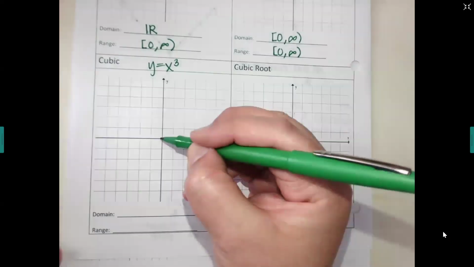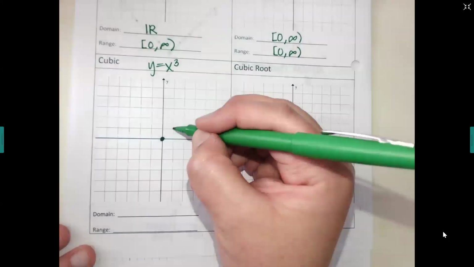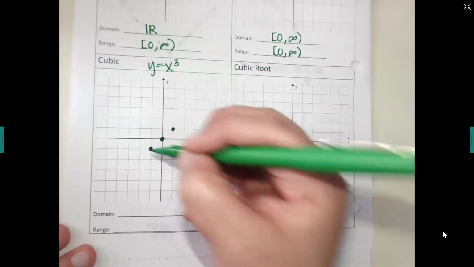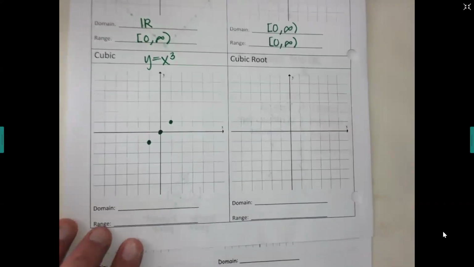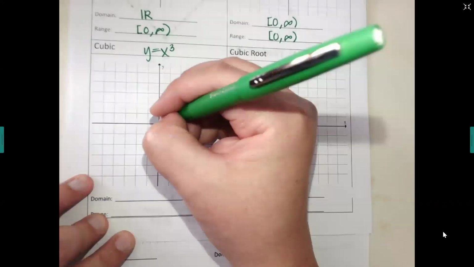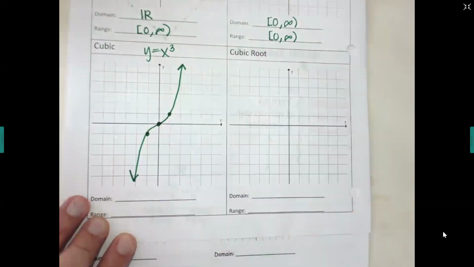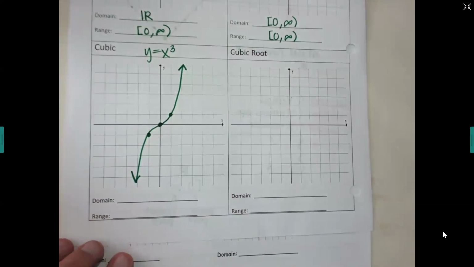It's going to start at 0. You're going to go up 1 on the right, down 1 on the left. And then you're going to do 1 arch up and the other arch down. And I'm just going to call this a squiggle because it really doesn't have a mathematical term to go with it.